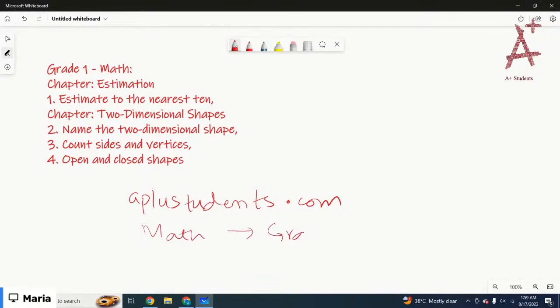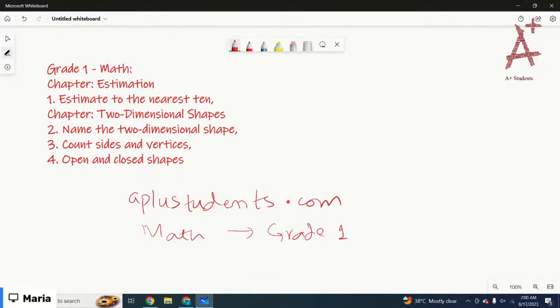Scroll down to grade 1 and then click on view all lessons. So there you can find a list of the chapters. We're going to start with the chapter estimation. And the lesson from the chapter is estimate to the nearest 10.